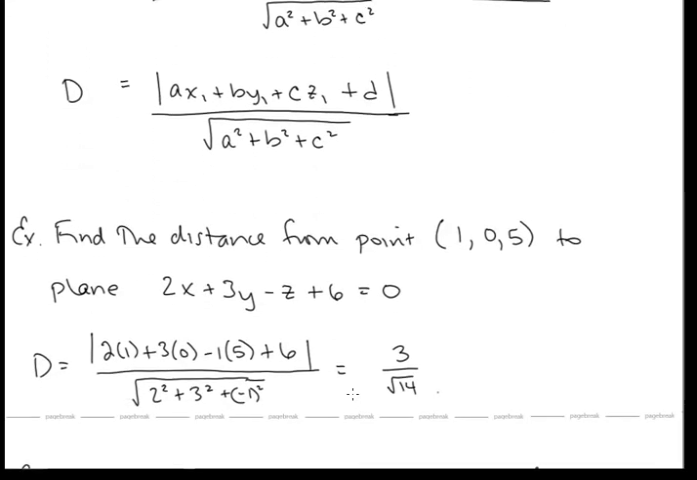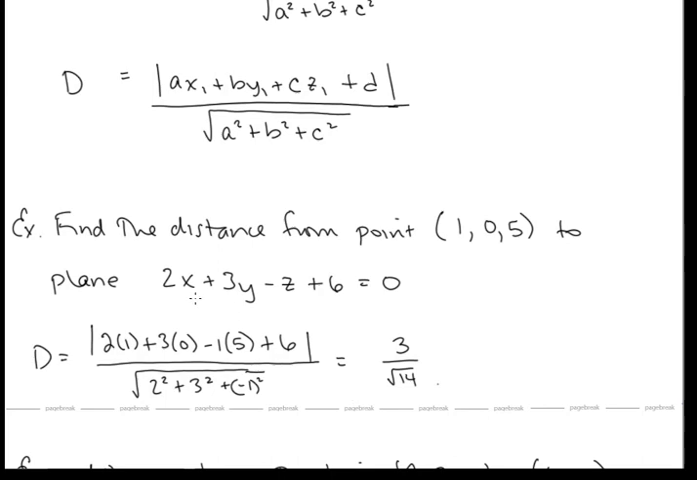So for example, find the distance from point (1, 0, 5) to the plane 2x + 3y − z + 6 = 0. Essentially what we're doing in the numerator here is plugging this point into the left-hand side of the plane equation. So we have 2 times 1 plus 3 times 0 minus 1 times 5 plus 6, all in absolute value. And we want the length of the normal vector to the plane in the denominator. The normal vector is ⟨2, 3, −1⟩. So its length looks like this. And we get 3 over radical 14. And that's our distance.